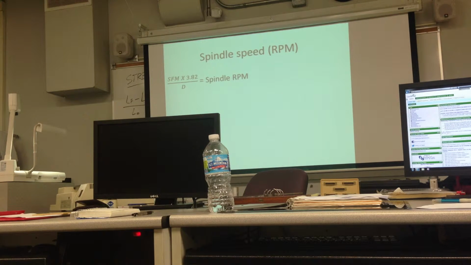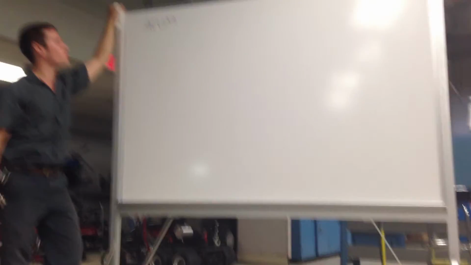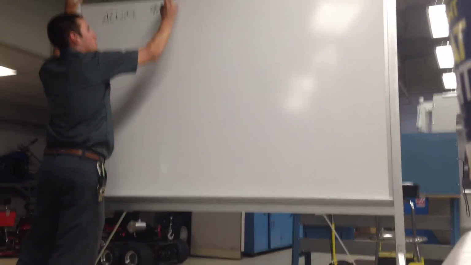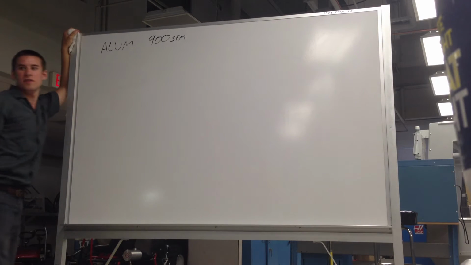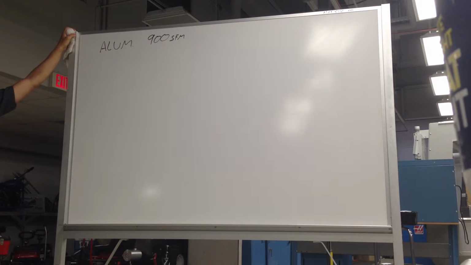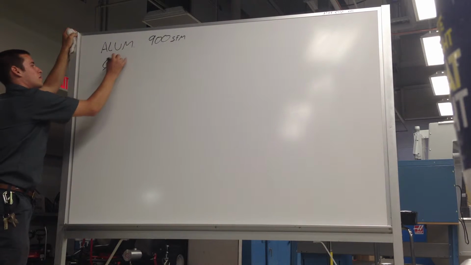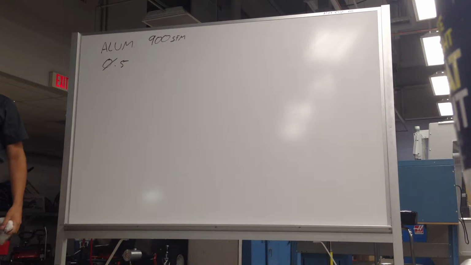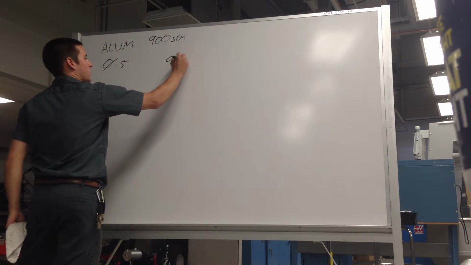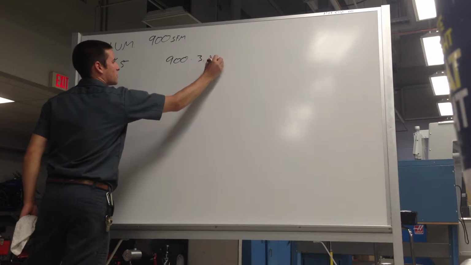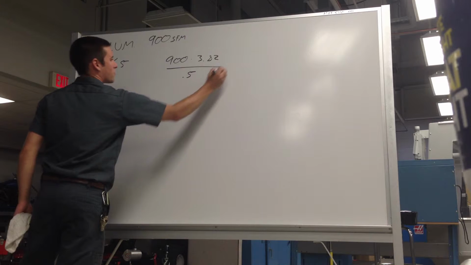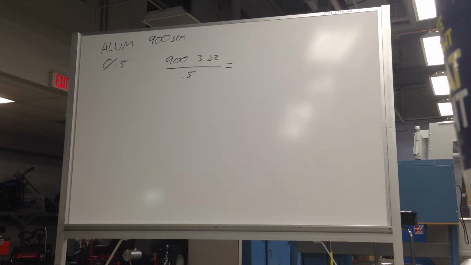So, let's do an example here. We want to cut some aluminum. And the cutting speed we looked up in the chart for our tool was 900 surface feet per minute. And let's say we're using a half-inch cutter, half-inch tool. So all you do, just plug it in. 900 times 3.82 divided by 0.5. And that should give you your RPM.